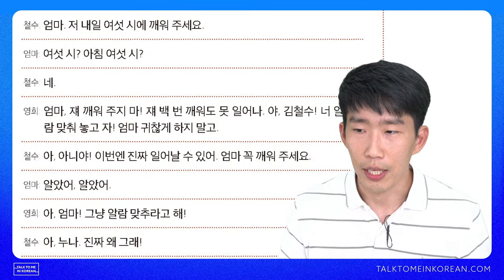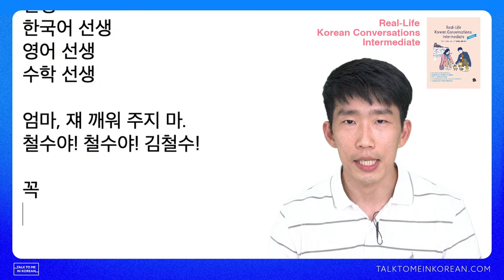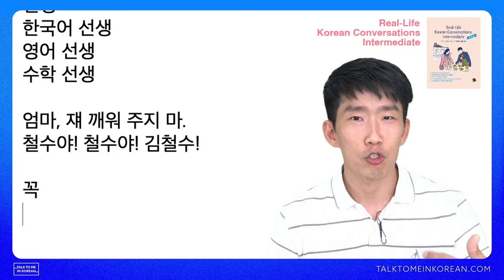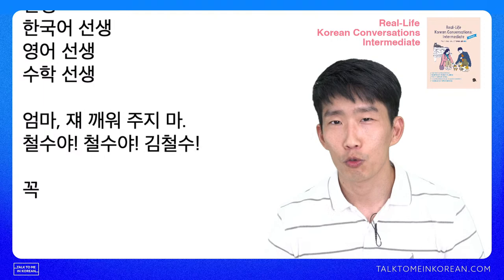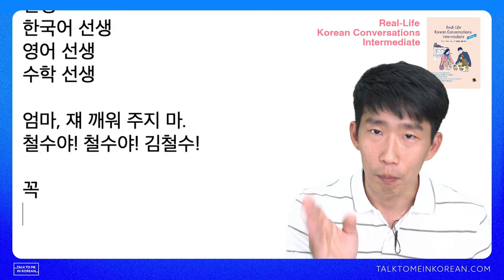엄마, 꼭 깨워주세요. Mom, 꼭, 꼭. A very important word. 꼭 is definitely, for sure. So when you are promising to do something, you can say 꼭 할게요. 오늘 꼭 공부할게요. I will definitely make sure to study today. 꼭 숙제할게요. Talk to me in Korean. 꼭 구독할게요, 꼭, right? And then you can also ask somebody else to please make sure to do something. 꼭 와야 돼요, you must come, okay? 꼭 봐야 돼요, you must watch it, okay?